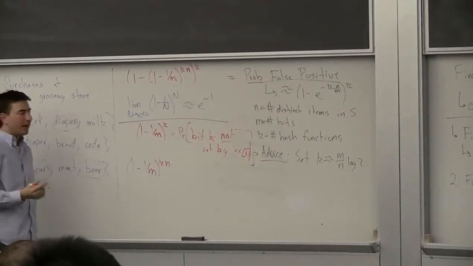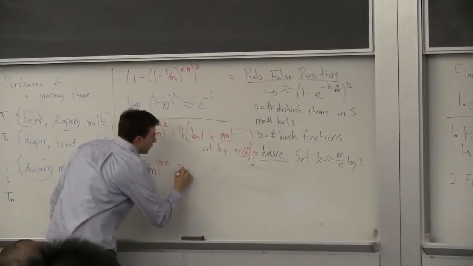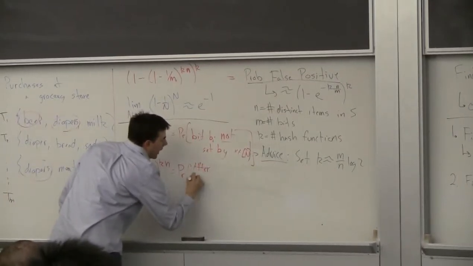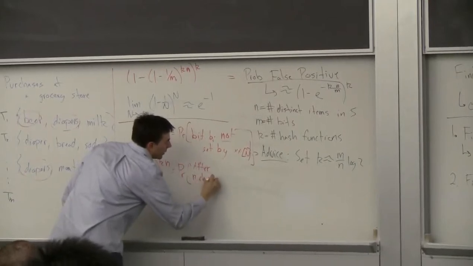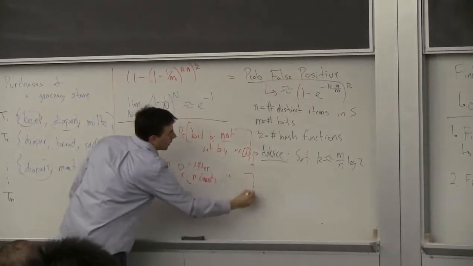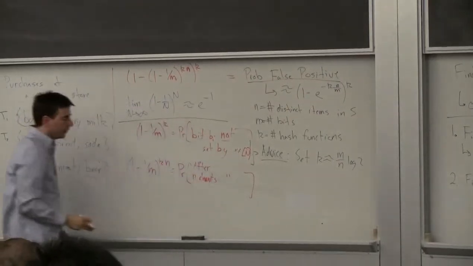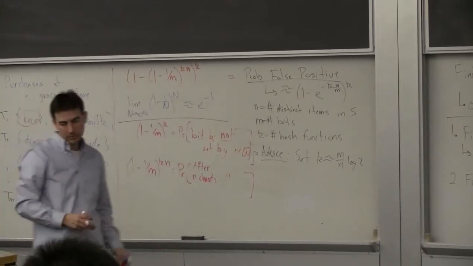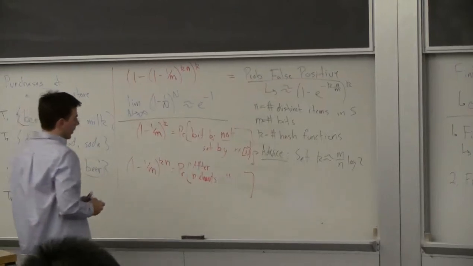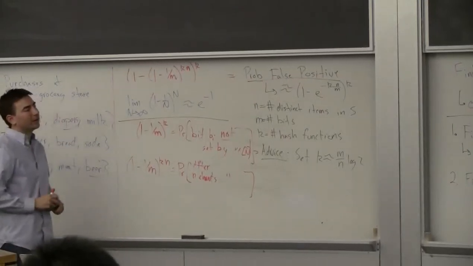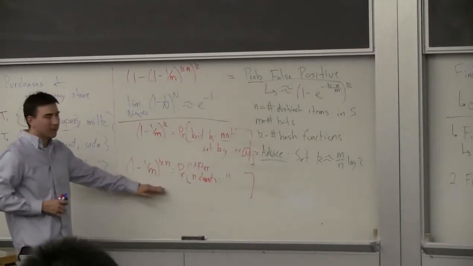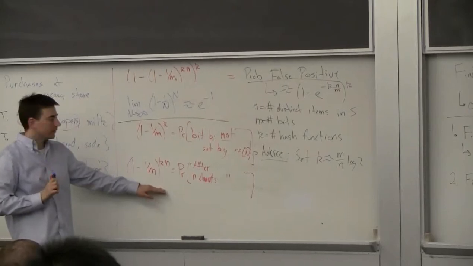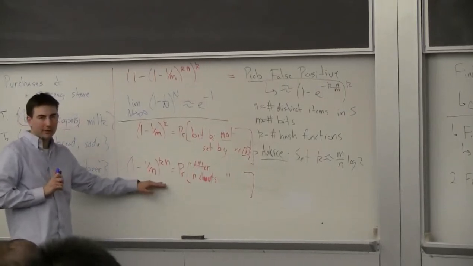So after I put in n elements, this is the probability that some bit is not set after putting in n elements. So this tells me some property about the Bloom filter after I put in n elements. This is, for any bit, the probability that it's not set.